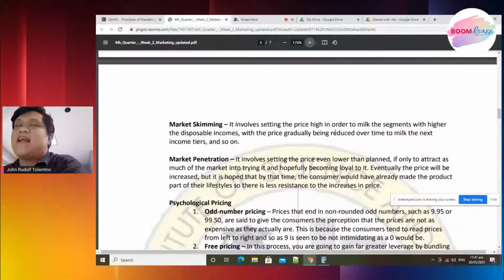So ang market skimming, it involves setting price high in order to milk the segments with a higher disposable income, with the price gradually being reduced over time to milk the next income tiers and so on. So ibig sabihin, sa market skimming natin, nagsiset tayo ng mataas na presyo. Kapag nakita ng mga consumer mo na mataas yung presyo mo, automatically you are in the premium grade. So, ibig sabihin, the market is seeing that you are also one of the finest, one of the layers or the lines under the premium grade.